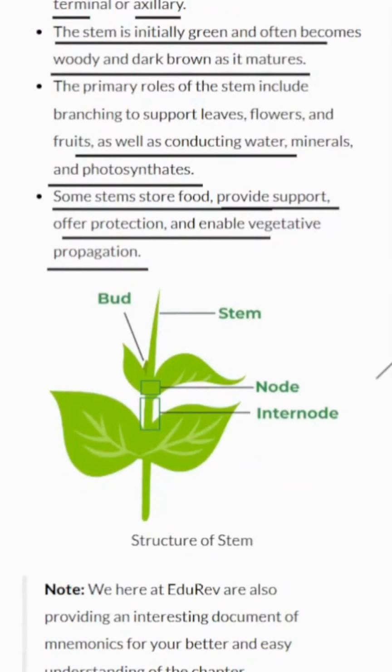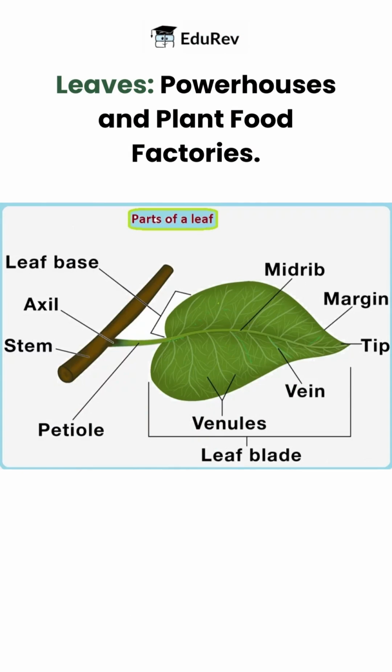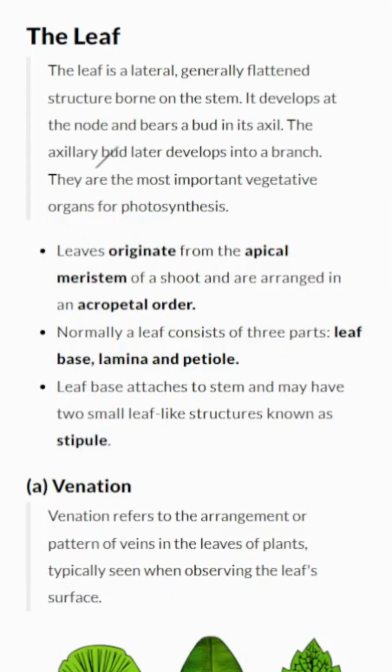Now, let's turn our attention to leaves, the powerhouses of photosynthesis and the plant's food factories. They're not just flat green things, they're essential for the plant's survival. Here's what you need to know. Leaves sprout from the node of the stem and often have a tiny bud in their axil. This bud can later develop into a branch, continuing the plant's growth and branching out into new directions.